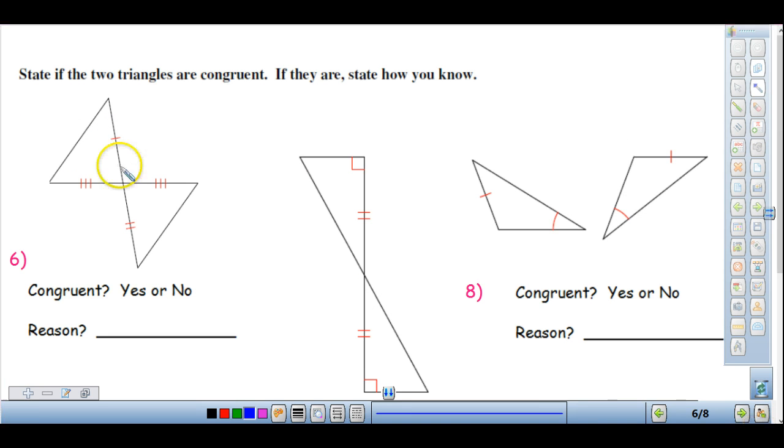Okay, here I've got vertical angles. Okay, are they congruent? I can say yes because I have a side, and then an angle, and then a side.